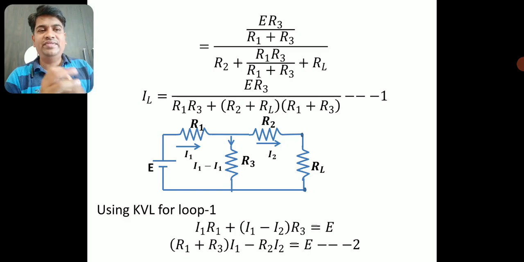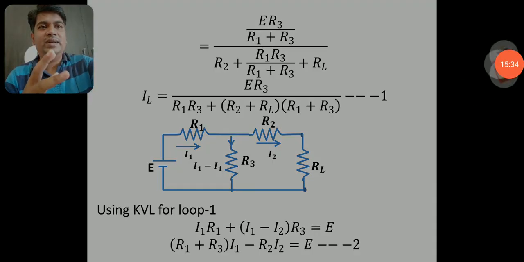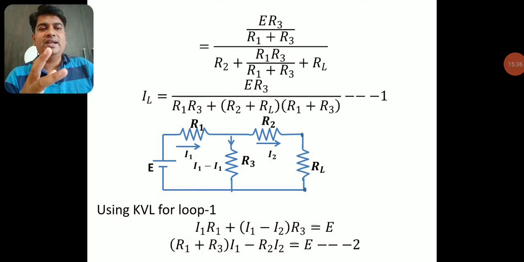So I am left with a very simple equation. IL is equal to E R3 by R1 R3 divided by R2 plus RL into R1 plus R3. Let us call it equation 1. So half of the proof is done.